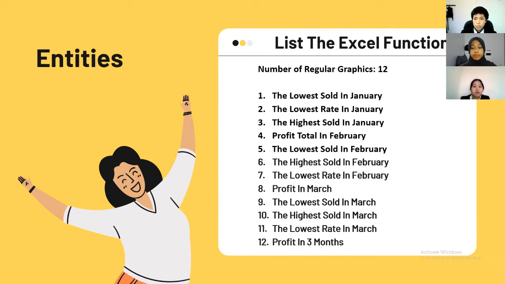Next is the number of regular graphics. The sum is 12. First is the lowest sold in January. Next, the lowest rate in January. The highest sold in January. Profit total in February. The lowest sold in February. The highest sold in February. The lowest rate in February. Profit in March. The lowest sold in March. The highest sold in March. The lowest rate in March. And the last is profit in 3 months.